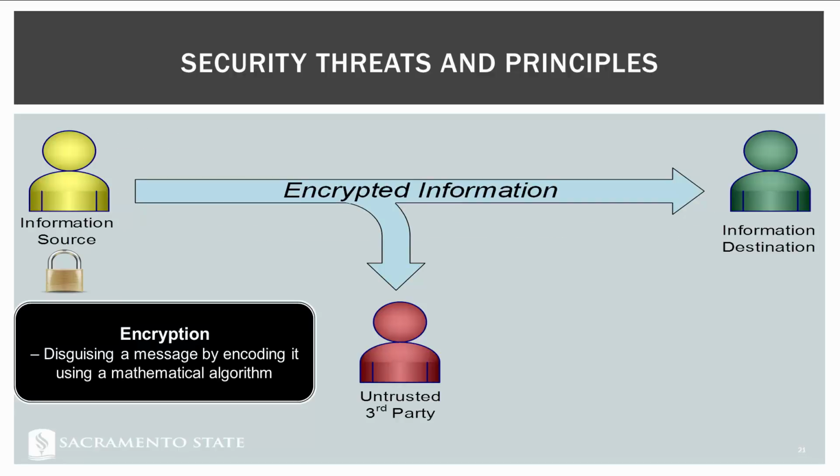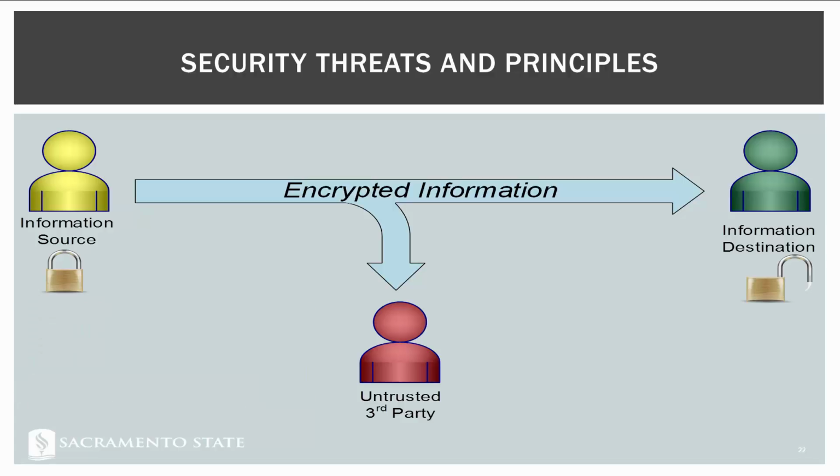Let's say that we take our information that we want to send to our destination. We encrypt it. Encrypting really just means taking our information and using a mathematical algorithm and a key. We'll talk about what that is. It's just a number. A mathematical algorithm and a key, and disguising our message into something that the untrusted third party can't understand. So what happens is the information source here encrypts the information, sends it along. The untrusted third party can't possibly understand that because it's encrypted, but the destination can understand it. And so everything is fine.